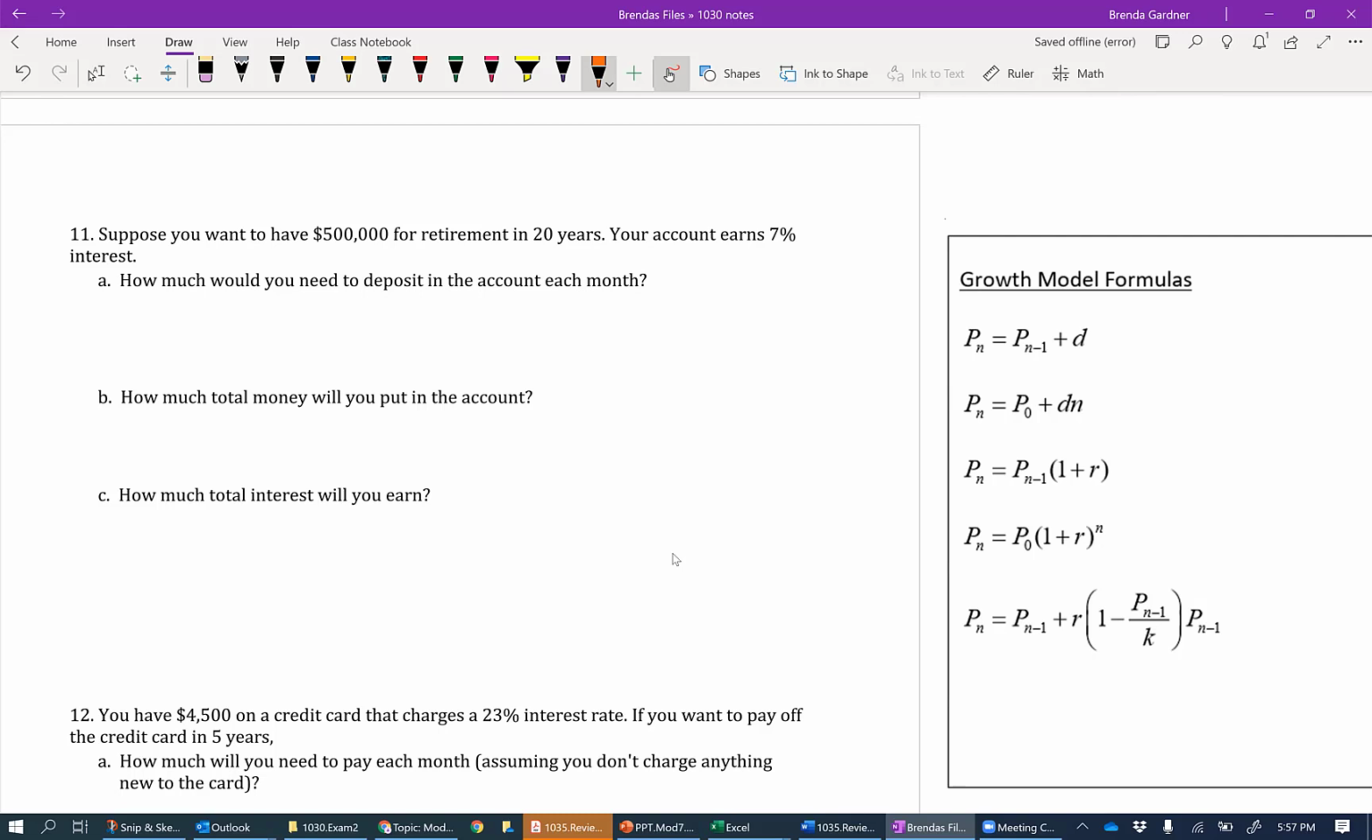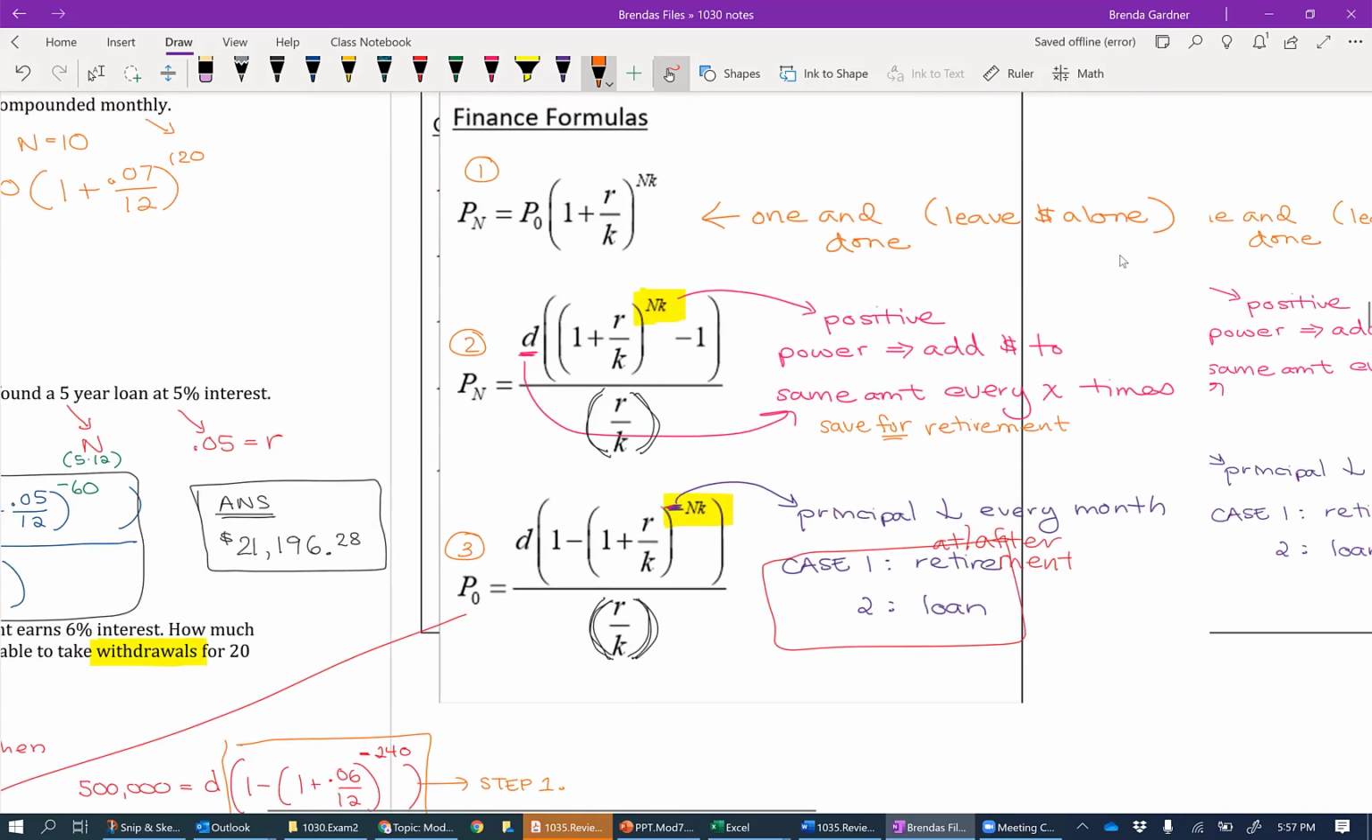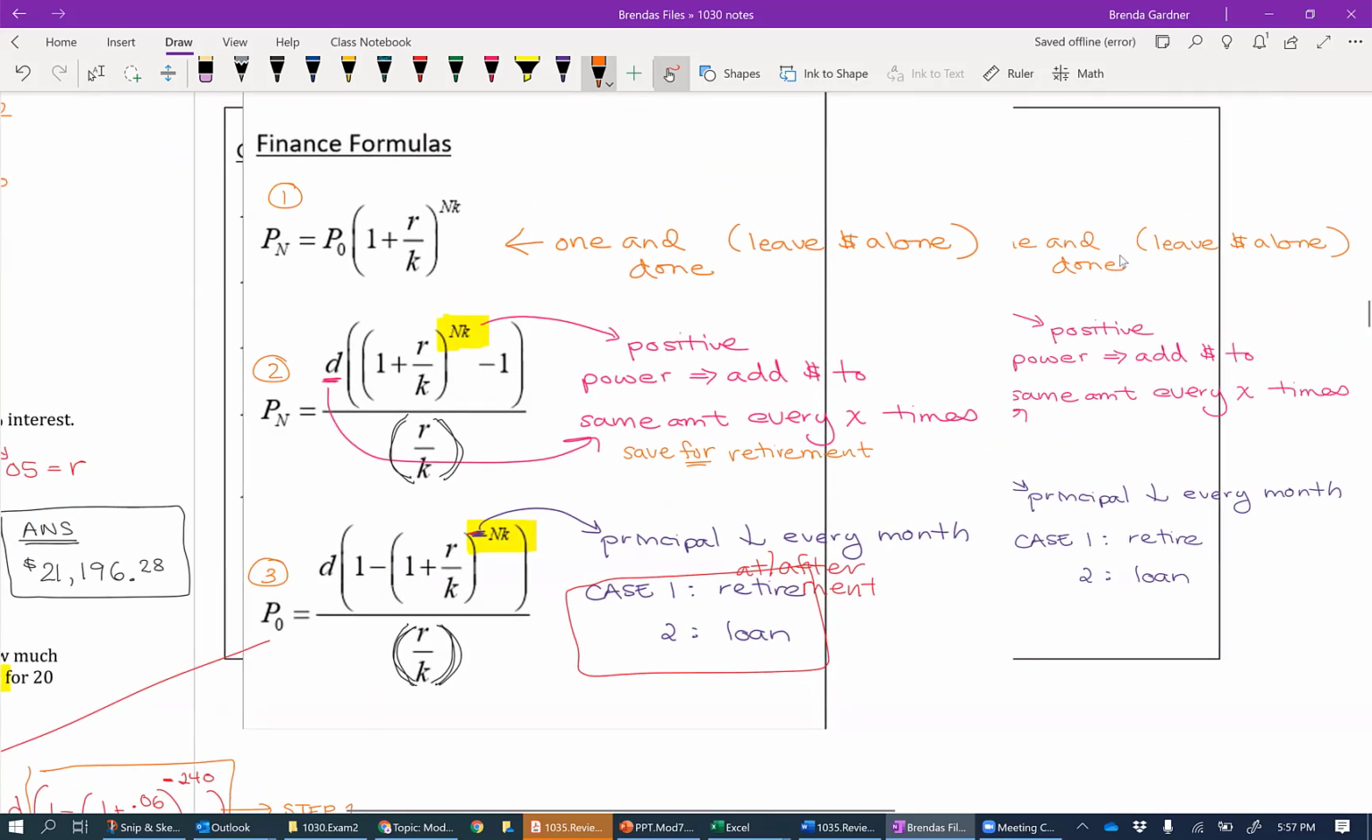So number 11, I want to point this one out because it's also a retirement question. So you want to have $500,000 for retirement in 20 years. Which formula would you use? I know I've got my growth models over here, but we could go back up there. So if you are saving for retirement, you want $500,000 at retirement in 20 years from now, 1, 2, or 3.